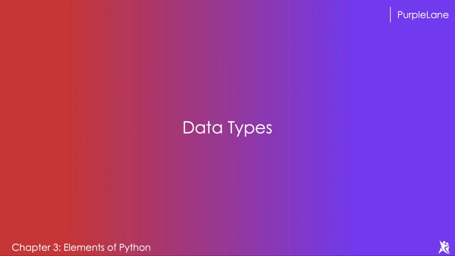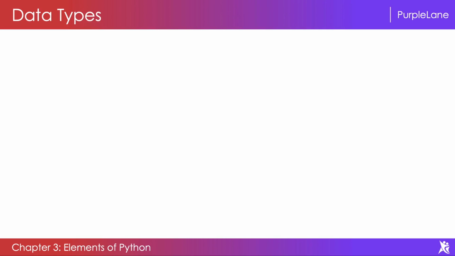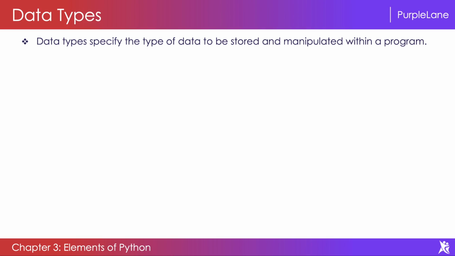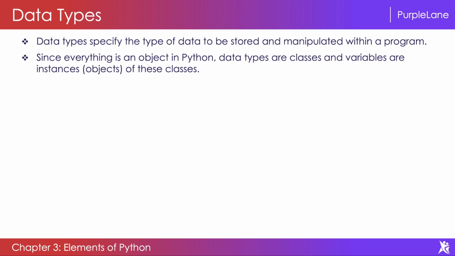Now let's look at different data types that we have in Python. Data types specify the type of data that is stored in a particular variable. Since Python is an object-oriented programming language, everything is an object in Python. And these data types are the classes, and the variables are considered as the instances or objects of these classes. We'll talk about object-oriented programming when time comes.